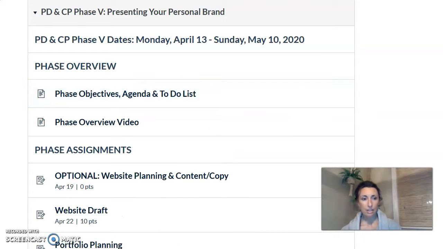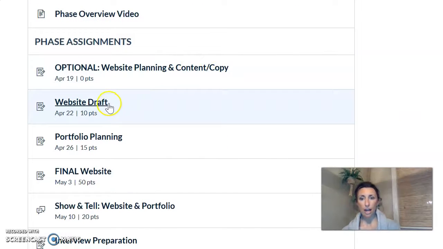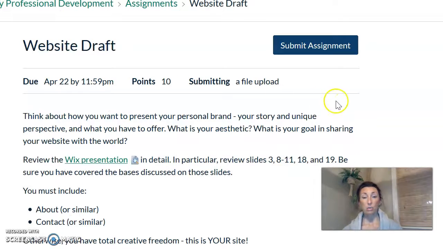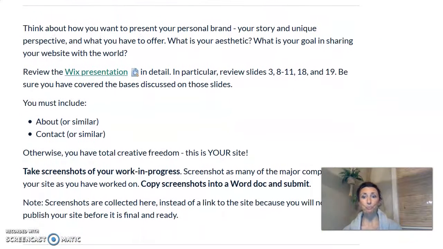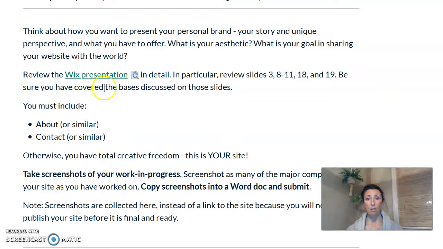The next item is, in fact, the website draft. This is pretty straightforward. I am asking you to think about your personal brand, what it's about, what's your aesthetic, what do you have to offer. Thinking about capturing these kinds of big themes in your website. How will you convey those things?